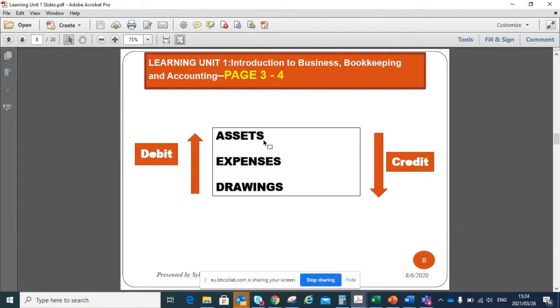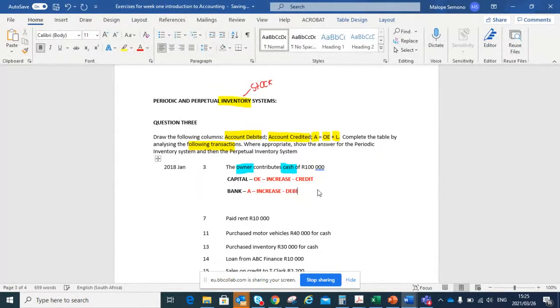Can you see asset is here? And we said the asset is increasing. The arrow that goes up is here. It means I'm going to record them on the debit side. So I'm going to go and say, I'm going to debit.